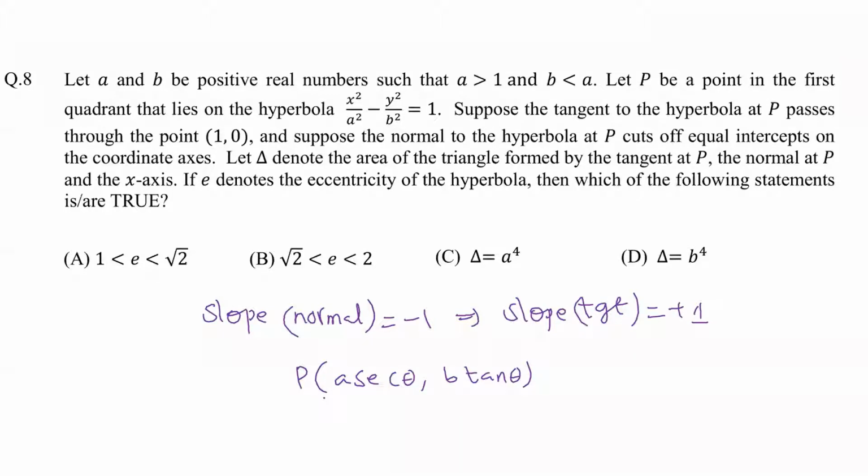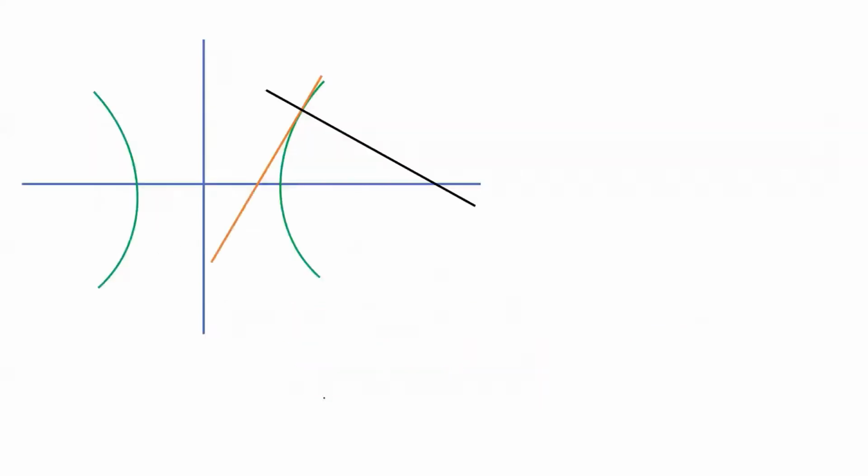So there are two things that we have to find out. One is the eccentricity of the hyperbola, and the second one is the area of the triangle formed by the point P, the tangent and the normal with the x-axis. Okay, so let's proceed further.